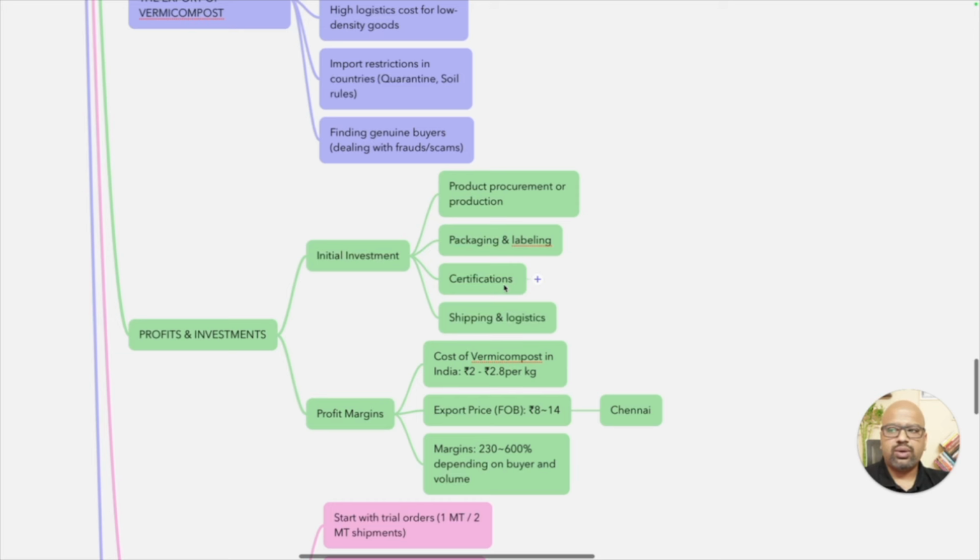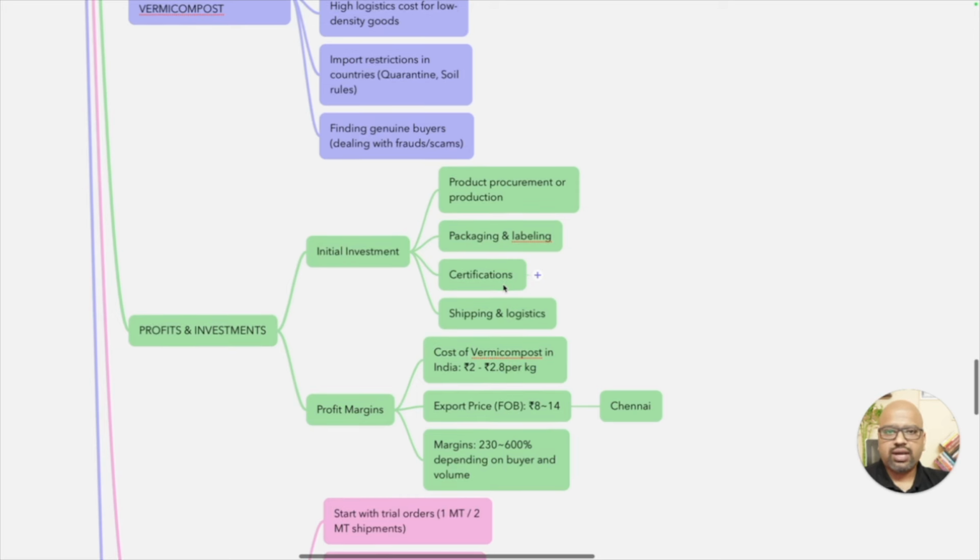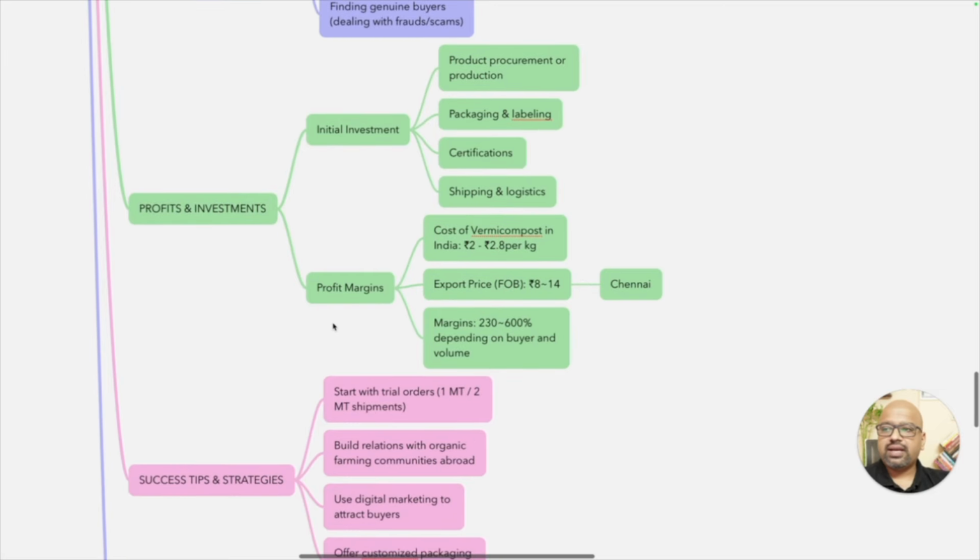So look into what it is, and based on that, you can process it. Shipping and logistics, the buyer is going to take care of. So why are you worried? At the end of the day, that is a price that will be added into the quotations. Then comes the profit margins.